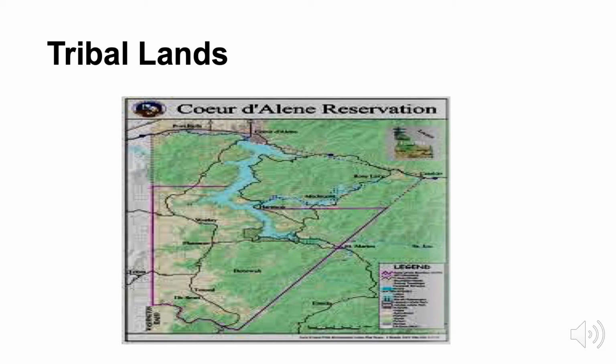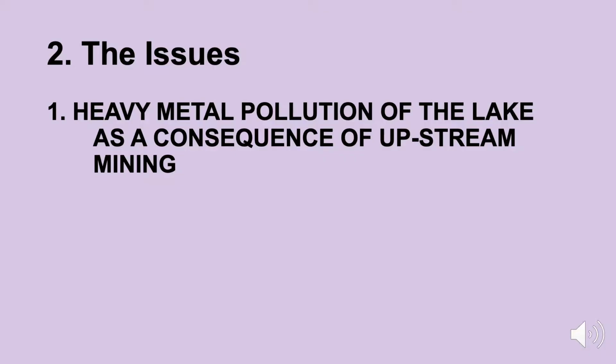Now, there's a reason why we talk about Lake Coeur d'Alene from a surface water quality standpoint. The lake has two major issues that we're going to touch on in this case study. The first issue is a very major issue. It's heavy metal pollution of the lake. There are heavy metals in the sediment at the bottom of the lake. These heavy metals are not natural. They were not just natural because of the geologic formation of the lake. They were put there basically by humans.